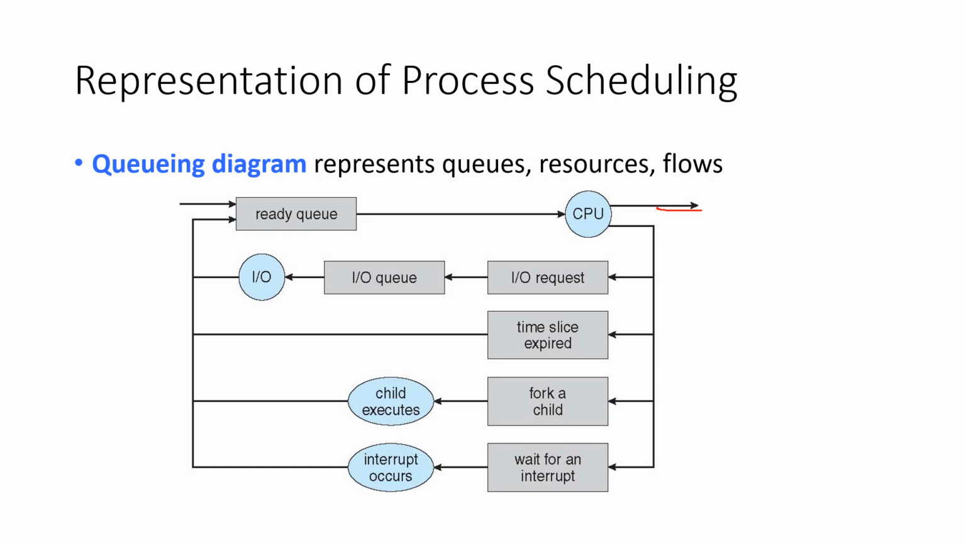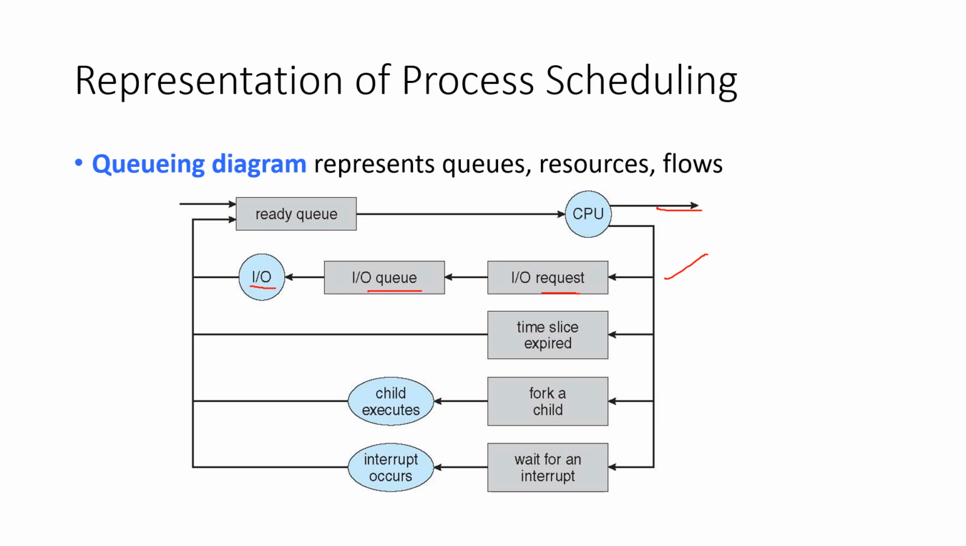If it has not finished its execution, then one of these 4 cases can arise. The first one is the IO request. That means the process requires some input or output to be done. So it will go into an IO request, and from the IO request it goes into that device's IO queue, and then it gets that particular IO device's attention and returns back to the ready queue.